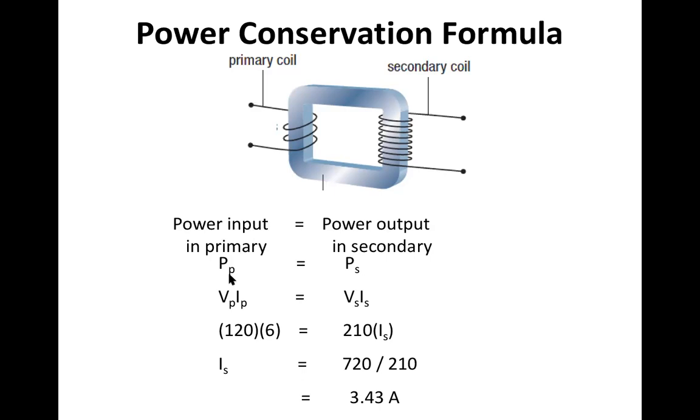And one equation for power is voltage times current. So this is actually a new equation in these videos. Power is voltage times current on one side. Power is voltage times current on the other side. And that's actually how we get the ratio of VS over VP equals IP over IS.